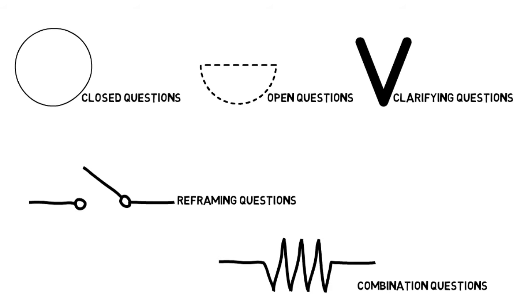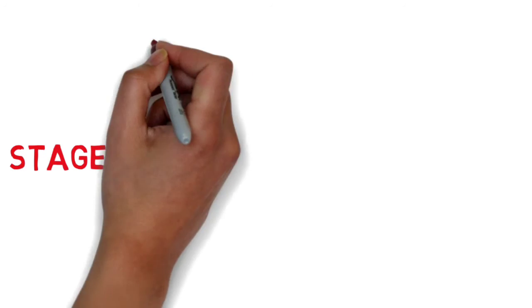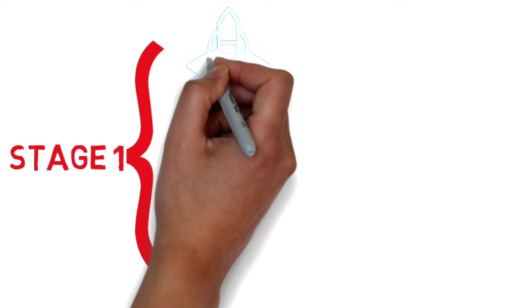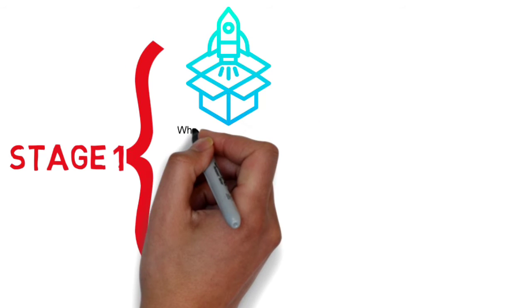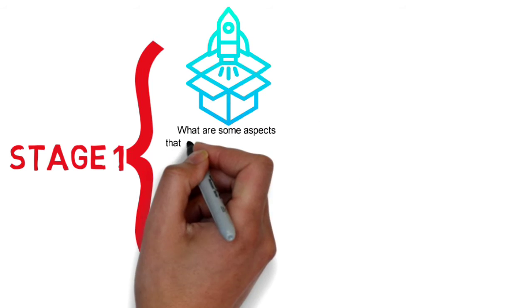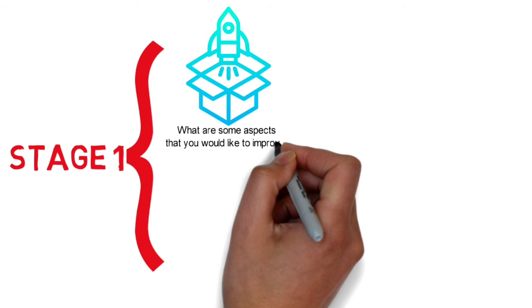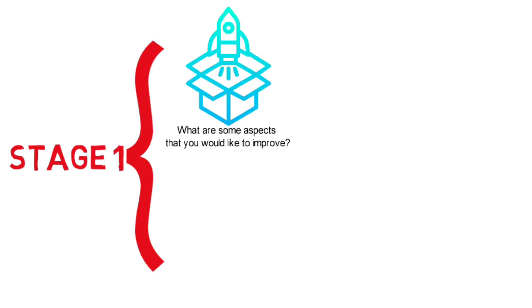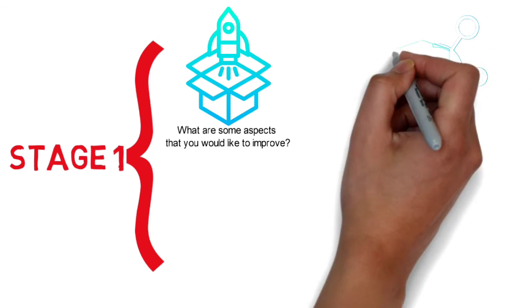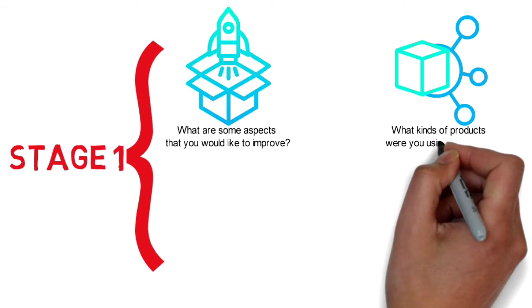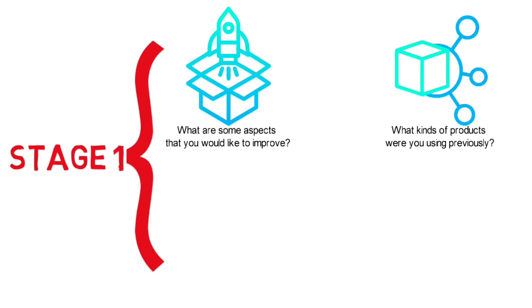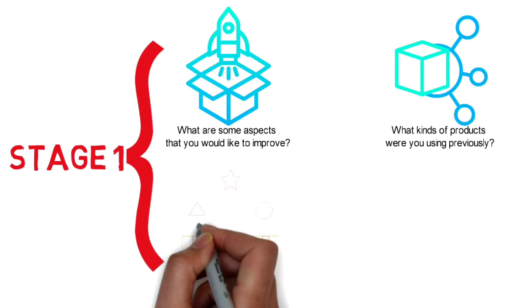And most of the time, questions are combination questions, that is, using multiple questions to get an in-depth understanding of the customer. Now, aligning this with stage 1 questions to uncover needs, budgets, and relationship structures, some examples could be: What are some aspects that you would like to improve? This is a straightforward question to explore needs and goals. What kinds of products were you using previously? This is an open question to indirectly understand what budgets they had used previously.